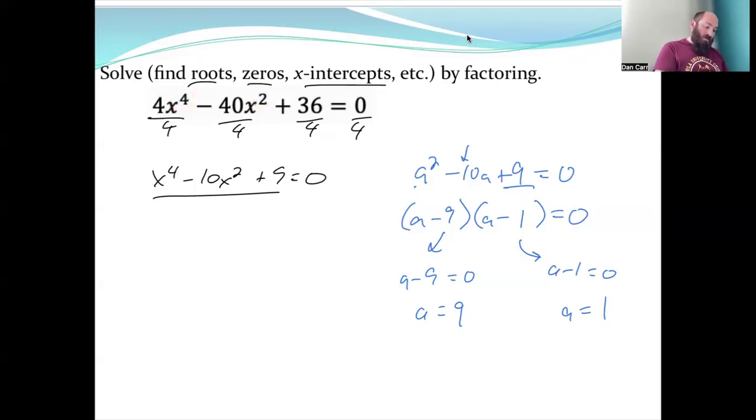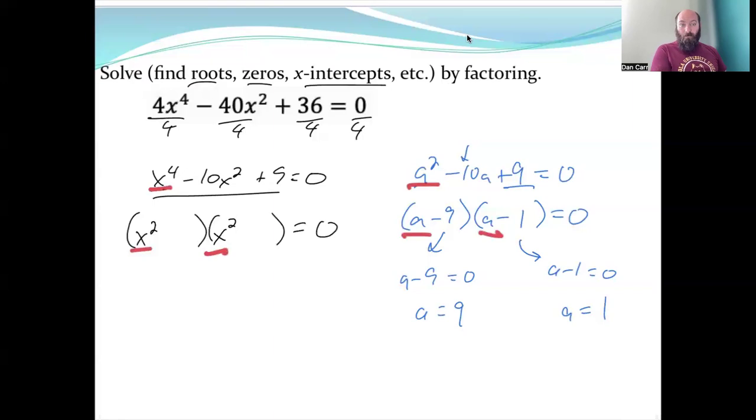I'm allowed to do this. I can still split it up like that. X to the 4th has to come from x squared and x squared. So instead of it being a and a, x to the 4th is going to be x squared and x squared. Then my other numbers follow the same patterns. So I have a minus 9 and a minus 1.